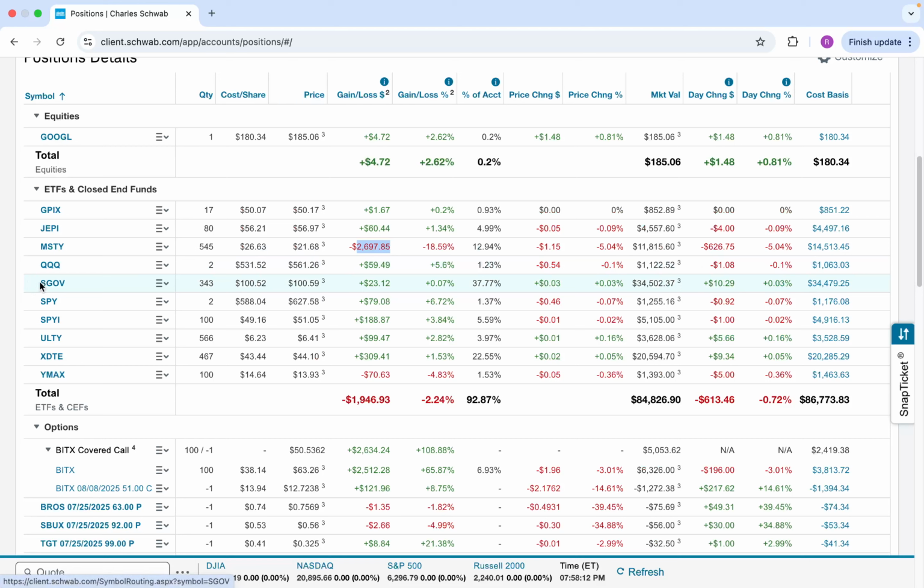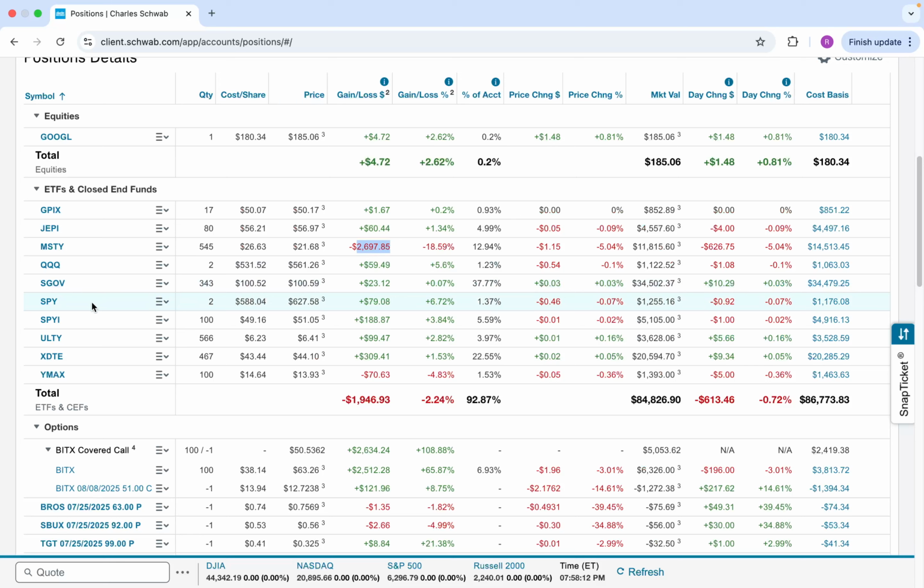SGOV, like I mentioned in my previous video, I'm using this to hold cash that I use to sell options contracts, mostly cash secured puts, until they get assigned. If they get assigned, then I sell the appropriate amount of shares from this fund to cover whatever I had to use to purchase that particular stock or ETF that I was selling a put on. So this is really just a holder. The nice thing is it pays right now about 4%. So I have 343 shares of this.